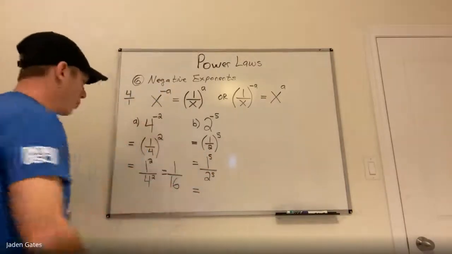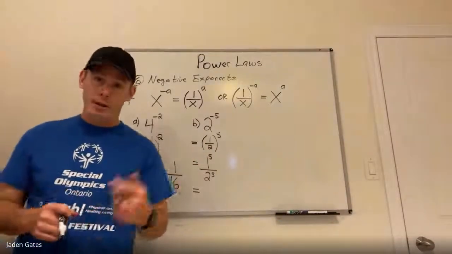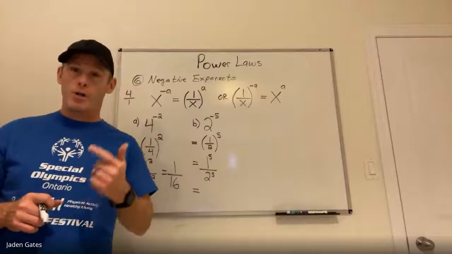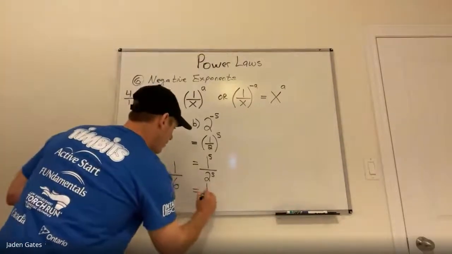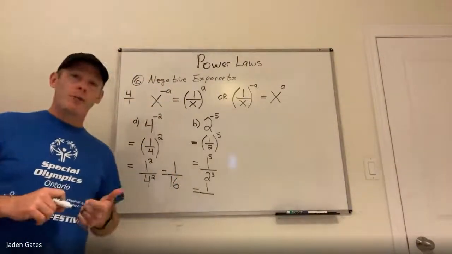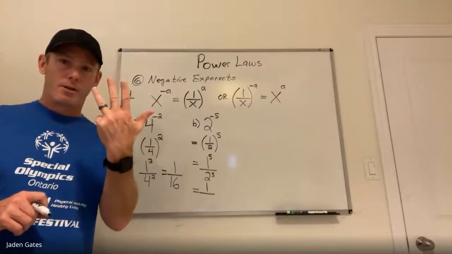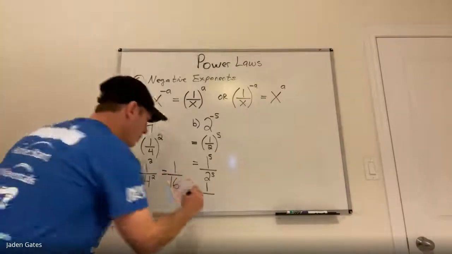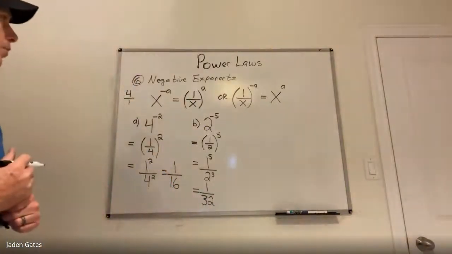And it should be a power rule, but it's not. But 1 to the power of anything is just 1, because 1 to the power of 5 is 1 times 1 times 1 times 1, which is 1. But 2 to the power of 5, it's another story. 2 times 2 is 4, times 2 is 8, times 2 is 16, times 2 again is 32. And so my final answer is 1 over 32.